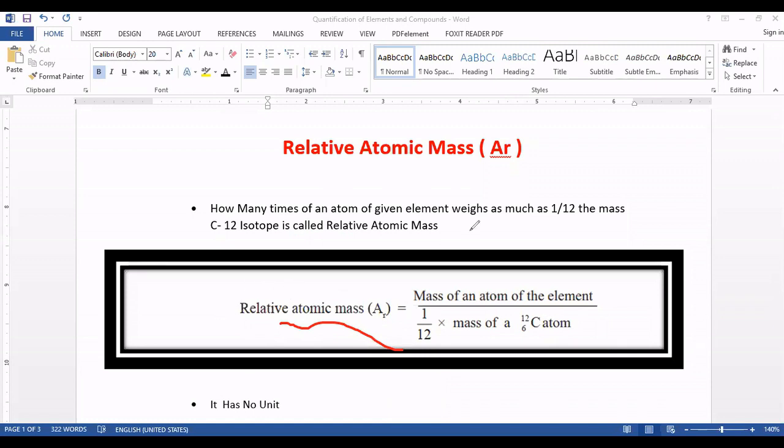Relative atomic mass means the mass of an atom of an element, one atom of the element, over 1 over 12, this is the point, 1 over 12 the mass of C-12, the carbon isotope, the mass of a carbon atom. Let's talk.